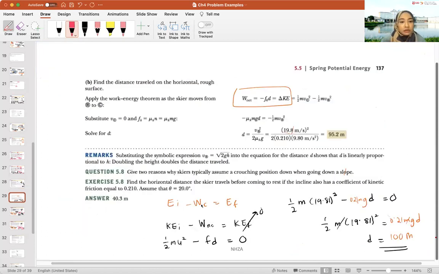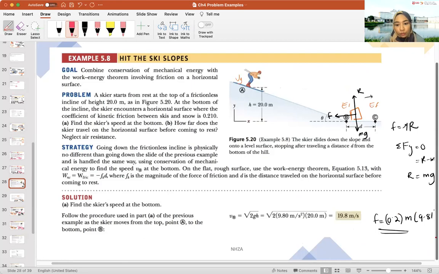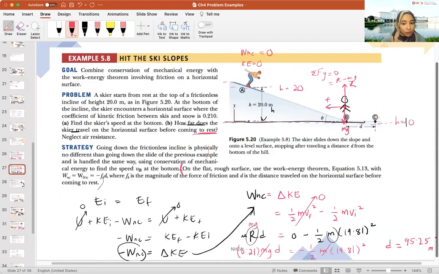Yay, we got it. Okay, so that is how we use the work energy theorem when we have friction. Kat sini, when we use EI equals to EF, I told you the WNC has to be negative, sebab dalam ni equation negatif lah. Tapi when we use the work energy theorem, this thing will tell us whether it is a positive or negative.